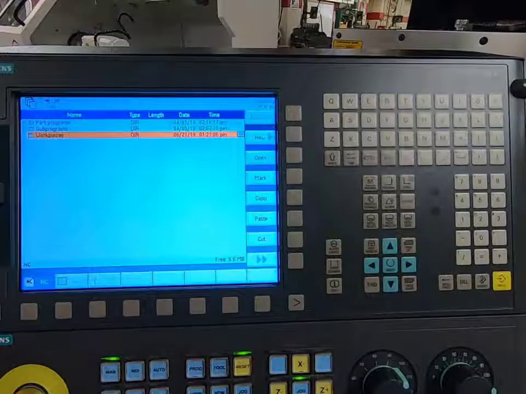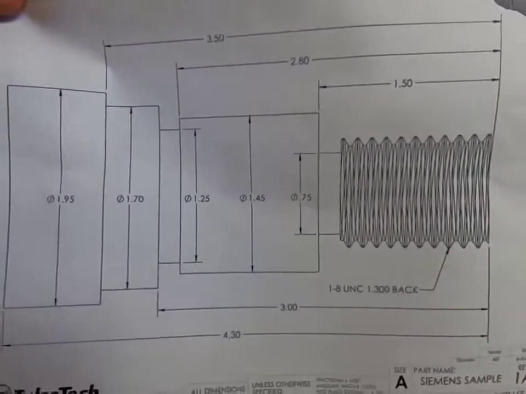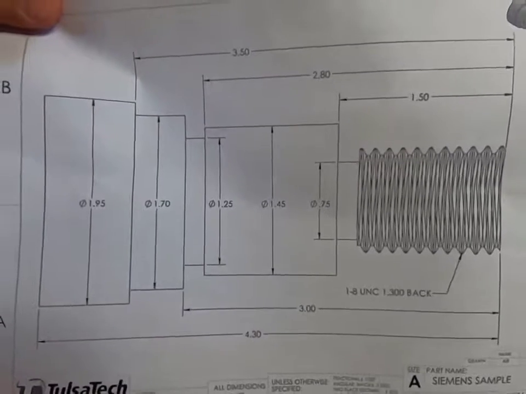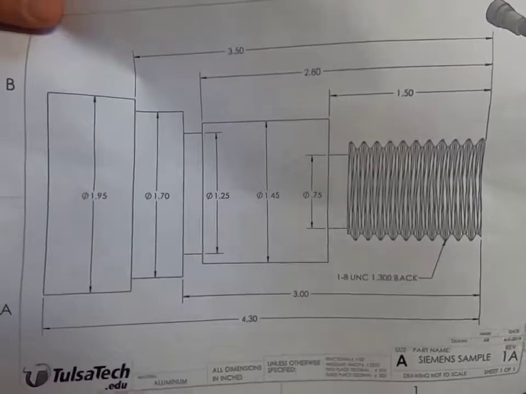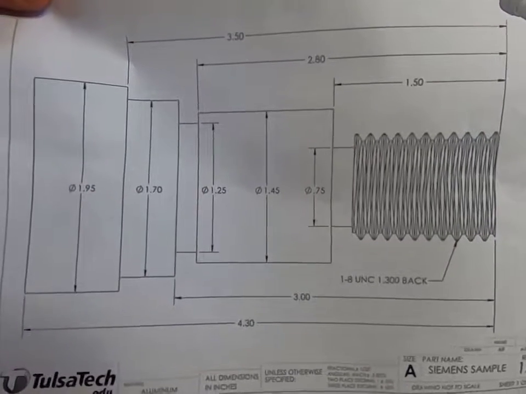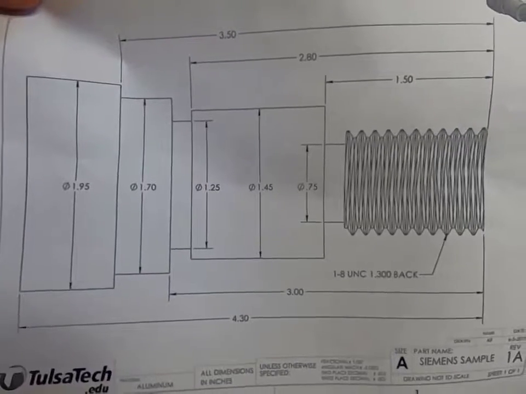What we're going to be doing today is programming a part on our Siemens control lathe. I have a print here, and on this print we're going to be covering several different methods. We're going to cover the OD turning method, the grooving method, and of course the threading method. As we go through this, I will be inputting these values into the machine where they need to go.